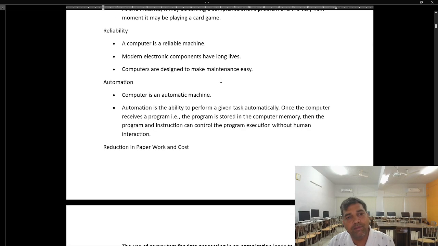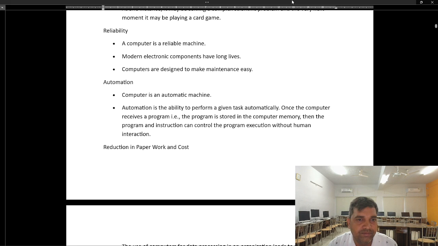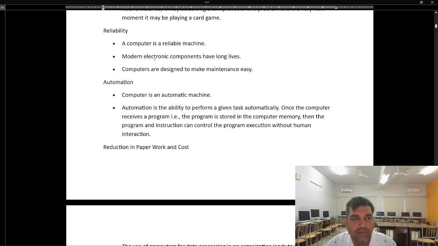Next, the computer is reliable. A computer is a reliable machine. Modern electronic components have long lives. Reliability means if any task is given, it will deliver the task in the given time. Nowadays, electronic components of computers have long lives, and computers are designed to make maintenance easy.